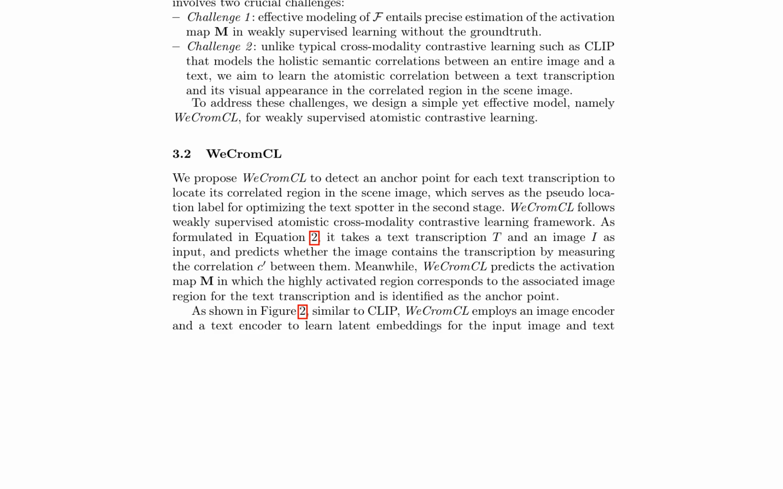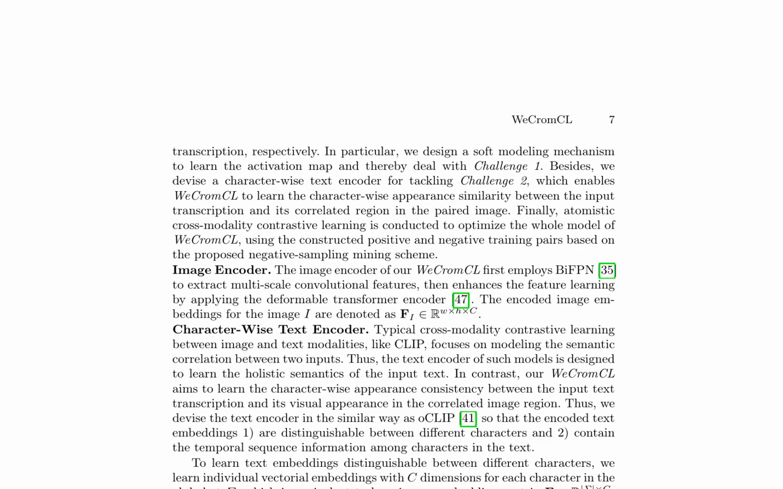As shown in Figure 2, WeCromCL employs an image encoder and a text encoder to learn latent embeddings for the input image and text, similar to CLIP. The WeCromCL model addresses the challenges in cross-modality contrastive learning by introducing a soft modeling mechanism for learning the activation map and a character-wise text encoder. This approach enables the learning of character-wise appearance similarity and optimizes the model through atomistic cross-modality contrastive learning.